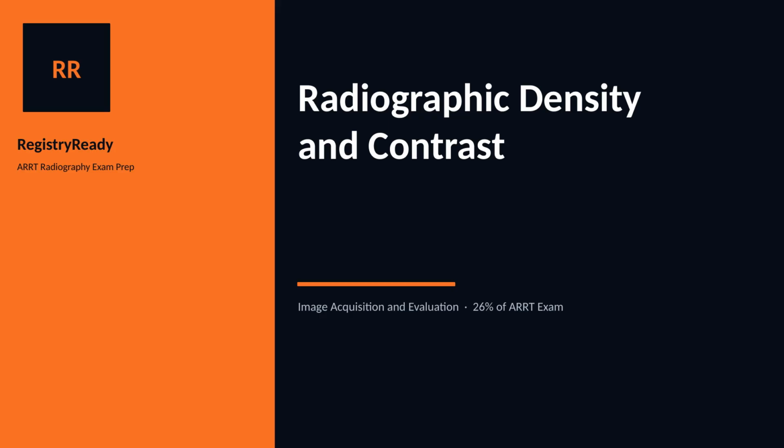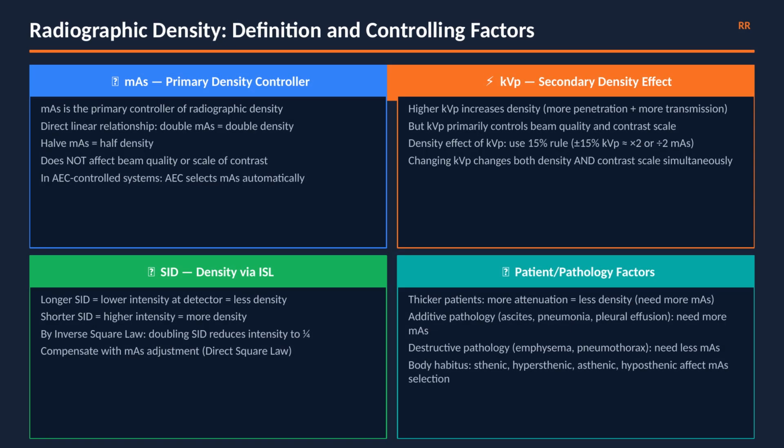We cover the definitions, controlling factors for each, the scale of contrast, scatter and fog, contrast media effects, and digital contrast management. 14 minutes. Radiographic density is the overall degree of blackening on the image. It is the primary indicator of adequate exposure.